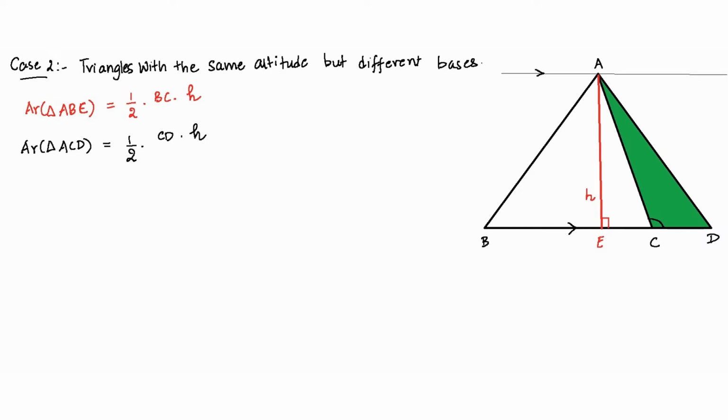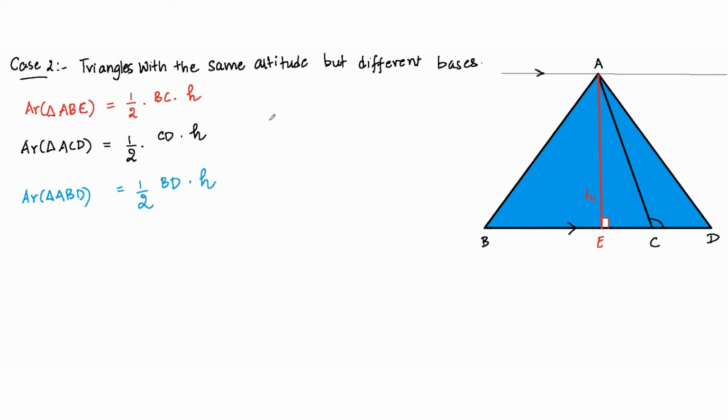Okay. And if I were to take the complete triangle into consideration, that is area of triangle ABD, it will be written as half into the complete base, which is BD, multiplied by H.